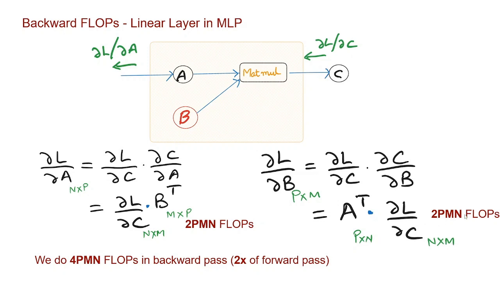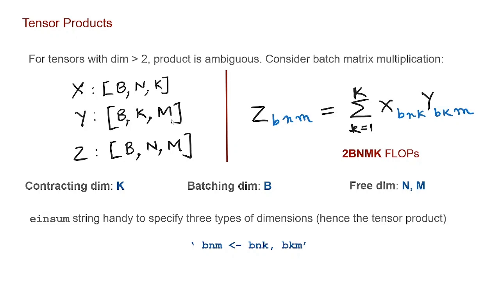So the calculation is exactly similar to what we saw a couple of slides ago for matrix multiplication. In the backward pass for this linear layer, we would be doing 2PMN flops here and 2PMN flops here. So this is 4PMN flops in total, and this is twice the number of flops we did in the forward pass. This is generally true: we end up doing more flops in the backward pass as compared to the forward pass. Up to this point, we have been considering matrices of dimension 2.